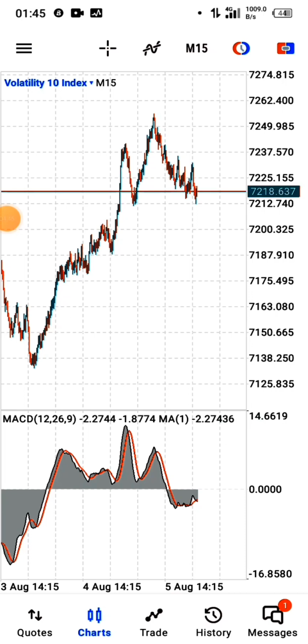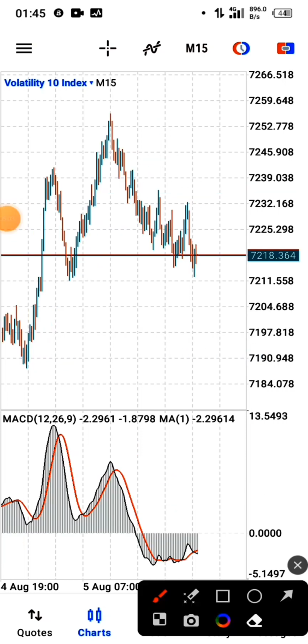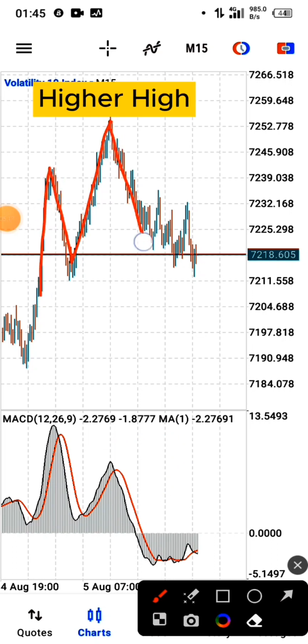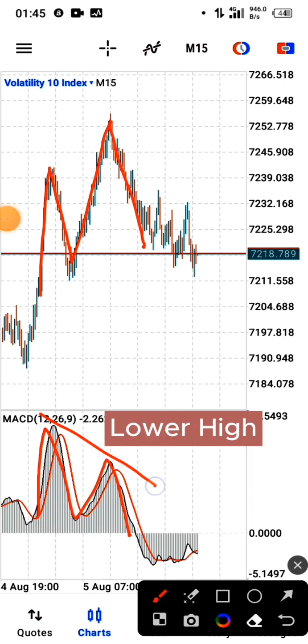Now that we've learned how to determine the trend, I'm going to talk about divergence. So what is divergence? Divergence is when the main chart is showing one trend, and the indicator window is showing another trend. We've got the perfect example over here. As you can see, the market created a higher high, then it reversed, and over here the market created a lower low. So this is divergence.